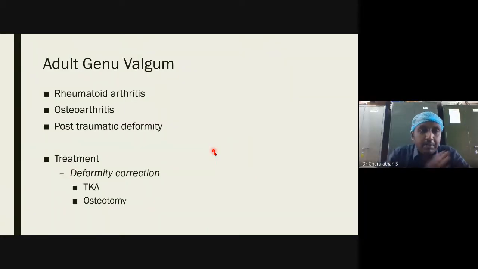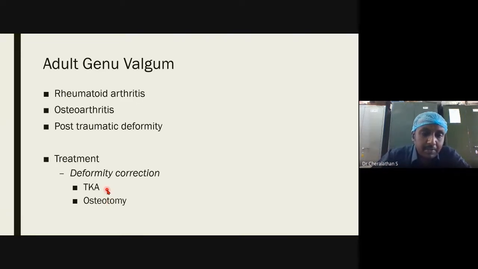So till now we have covered the pediatric genu valgus. Now we are moving on to adult genu valgus. What are all the reasons? Like we discussed earlier, it can be rheumatoid, it can be osteoarthritis, or a post-traumatic deformity. Now, there are only two treatment options here.